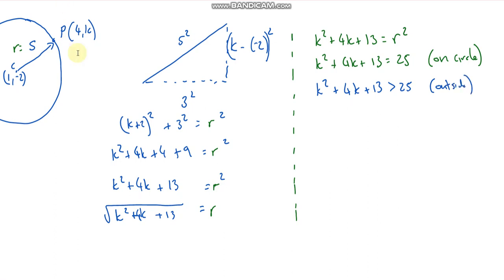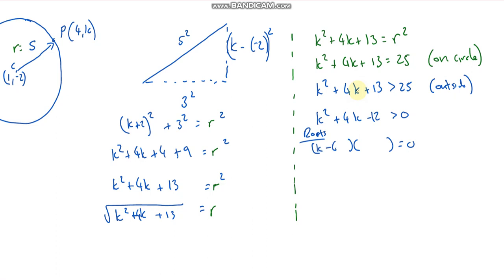So just try and imagine that this is another way of saying the length. That's the radius squared. That's just another way of saying the radius squared, but in terms of k. And then you want to rearrange to get it to be equal to 0. So take away 25 from both sides, and then it's our factorising. At this point, I want to find the roots. Okay, so that's why I'm putting equal to 0.